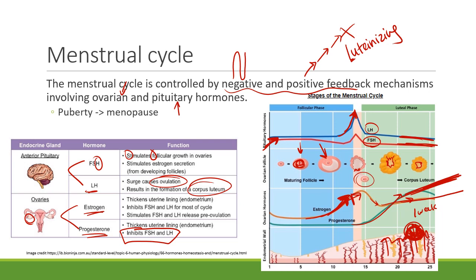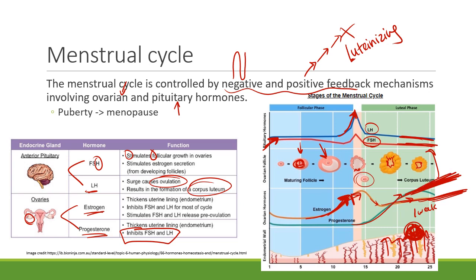So this increase in progesterone and estrogen is going to inhibit, keep low this FSH and LH so that no more eggs are released if there's already an embryo growing in the uterus. This is how birth control pills work.